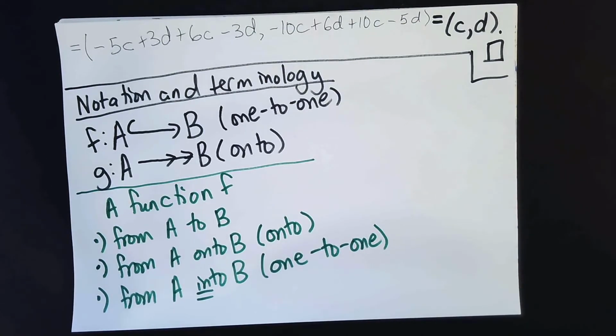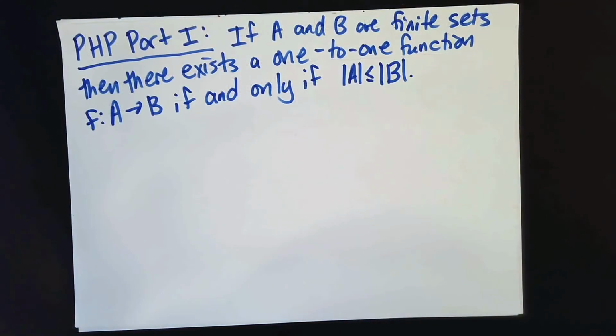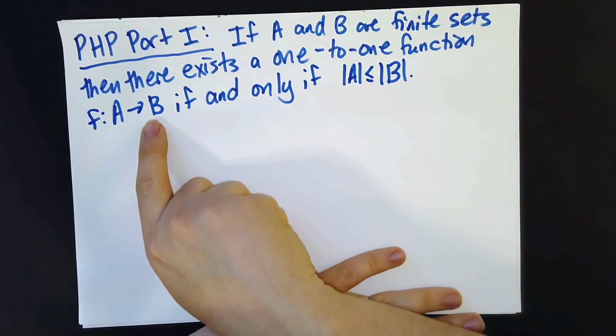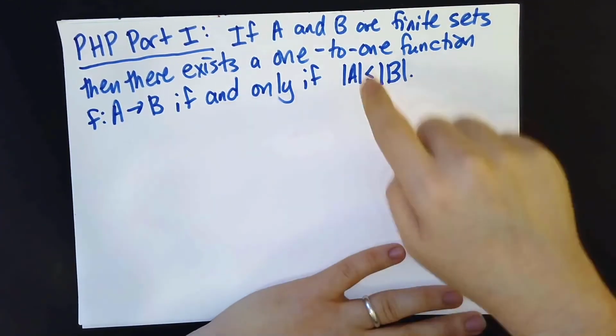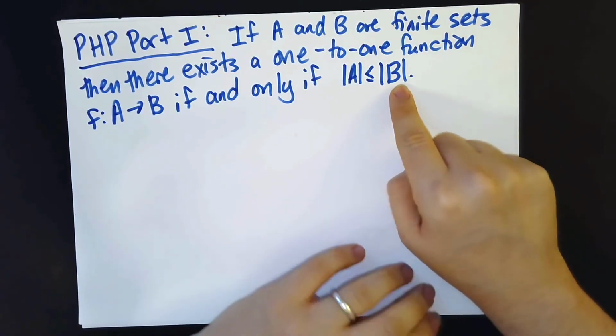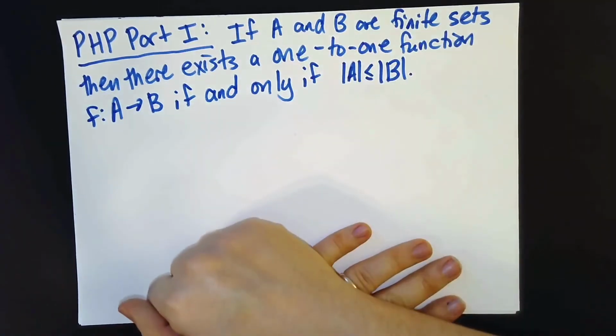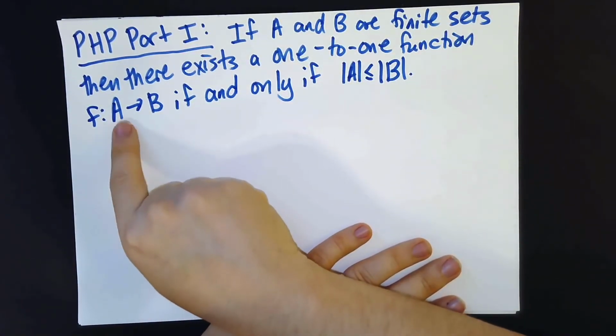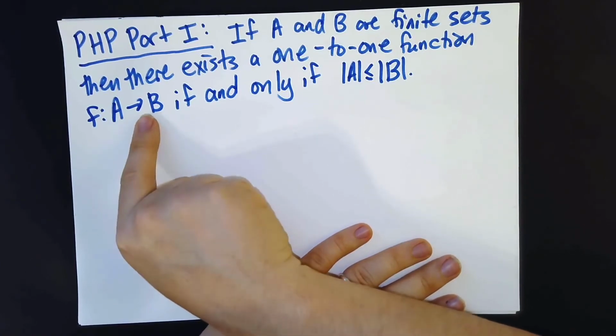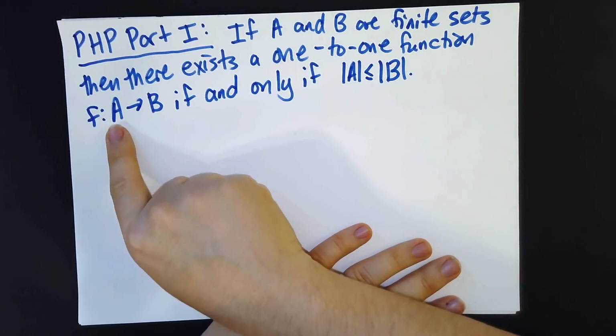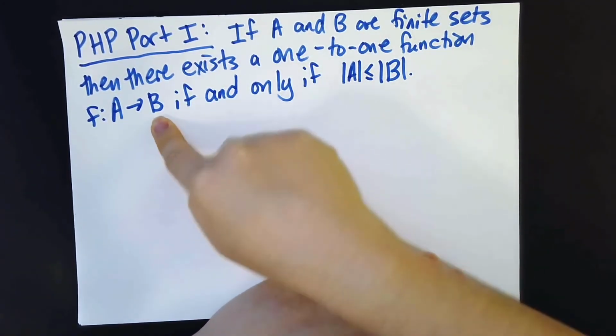Last up, we have to talk about the pigeonhole principle part 2. I'll remind you what the pigeonhole principle part 1 said, and then I'll let you guess what part 2 says. So this is a reminder, this was the pigeonhole principle part 1. If I started with two finite sets, and again, all pigeonhole principles only apply to finite sets, then the existence of a one-to-one function from A to B was an if and only if statement, with the size of A being less than or equal to the size of B. And we could see this more or less from the dot diagrams that we could draw for finite sets. Namely, it being one-to-one meant that no two arrows from elements of A could point at the same element of B. And so that meant if A had some number of elements, there needed to be at least that many elements in B for those arrows to point at.